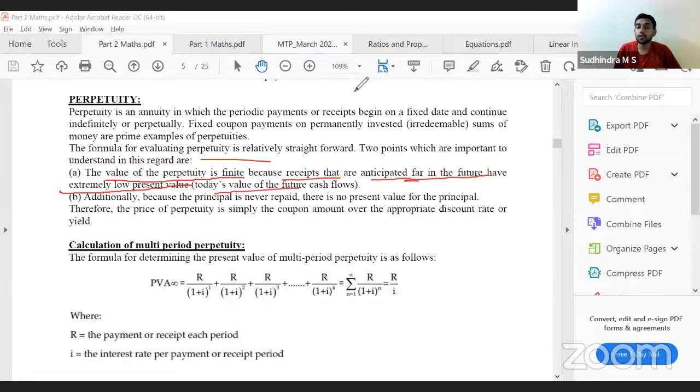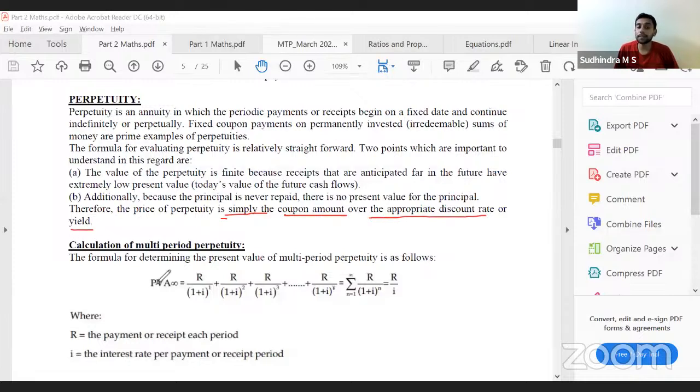Today's value of future cash flow would be very low because perpetuity will go on and on, right? Additionally, principal is never paid. Since principal is never repaid, there is no present value for the principal. So whenever we are calculating the present value of perpetuity, we are only calculating the present value for the interest that we will receive, not on the principal, because there is no maturity period upon which we will receive back the principal. Principal is never repaid back, right? Therefore, perpetuity is simply the coupon amount over the appropriate discount rate or yield.